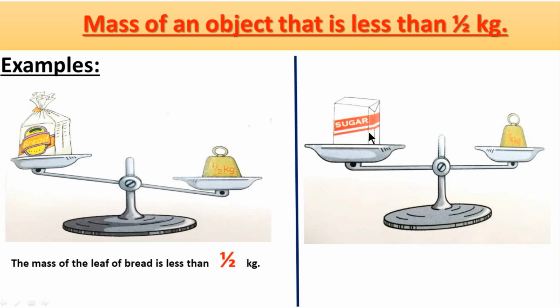That means, see, what is this? Sugar. And what is this? 1 by 4th means fourth part of any piece. Okay, fourth, 1 by 4th. So we can say, see, is this equal? Yeah, this is equal. That means the sugar is also 1 by 4th. So we can say the mass of the packet of sugar is 1 by 4th. That means it is less than half kg.